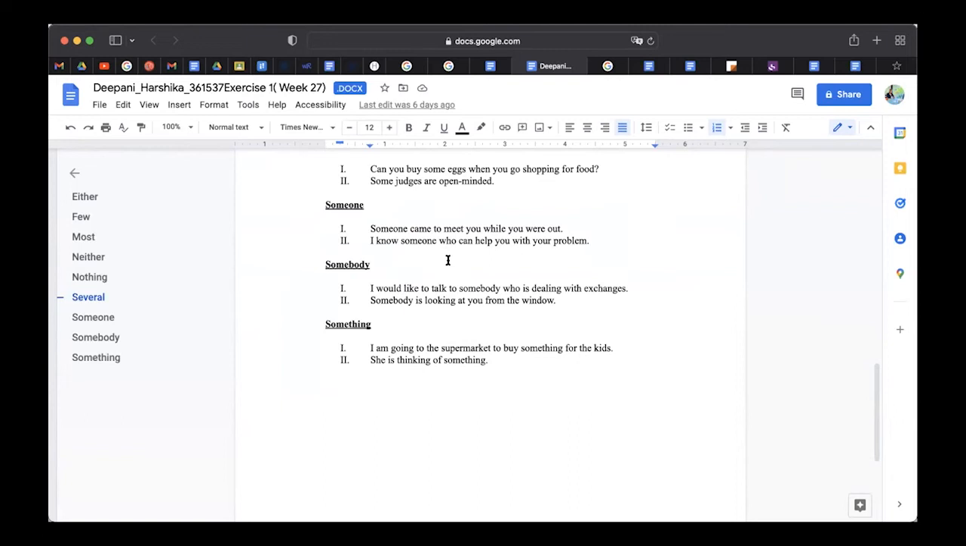I want to talk about exchange, that when we buy something later we don't want it and return it. Okay, I thought exchange. Okay, I would like to talk to somebody who deals with, return is the right word now, who deals with exchange there, not exchanges at all. Exchange. Okay. Somebody is looking at you from the window.